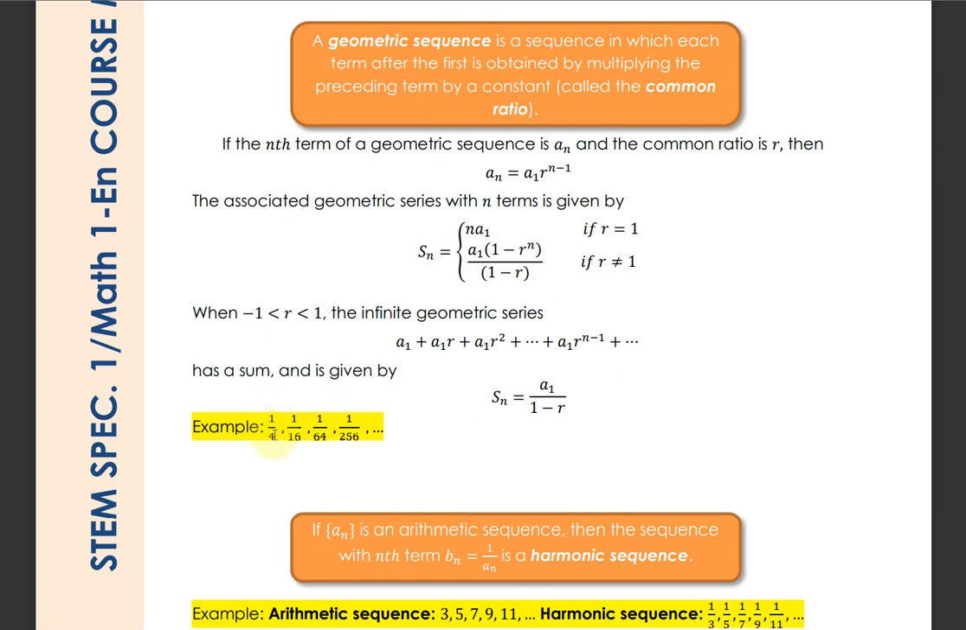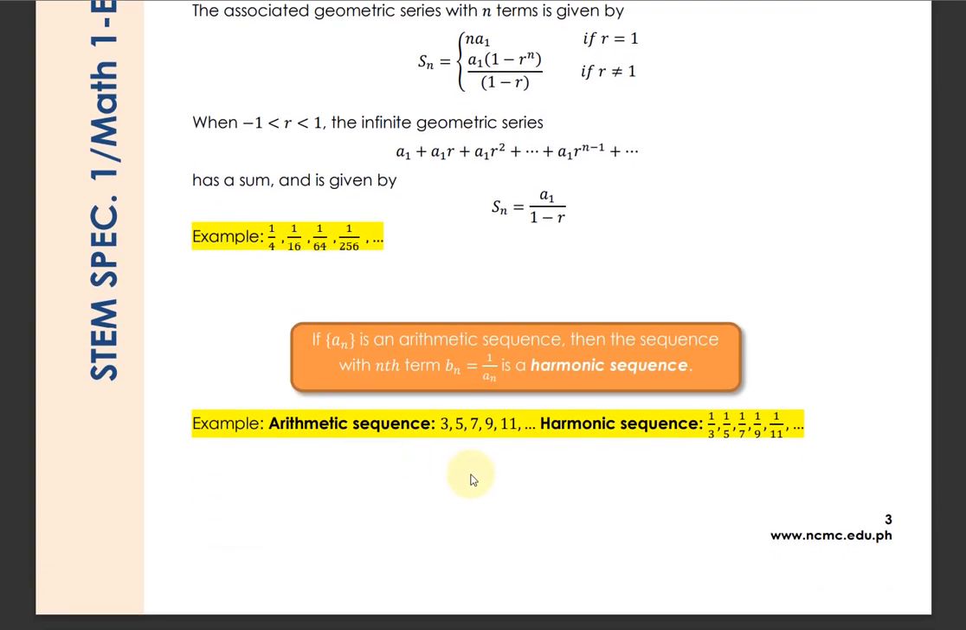Next is the geometric sequence, that is by multiplying the previous number. For example, we have 1/4. The common ratio here, or the common number that we multiply from our previous number, is 1 over 4. So 1 over 4 times 1 over 4 is 1 over 16. Then 1 over 16 times 1 over 4 is 1 over 64.